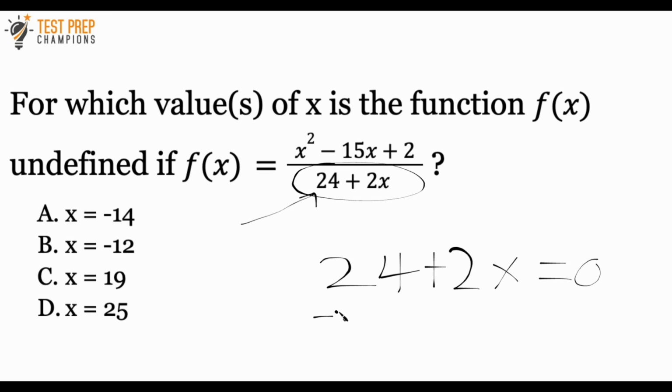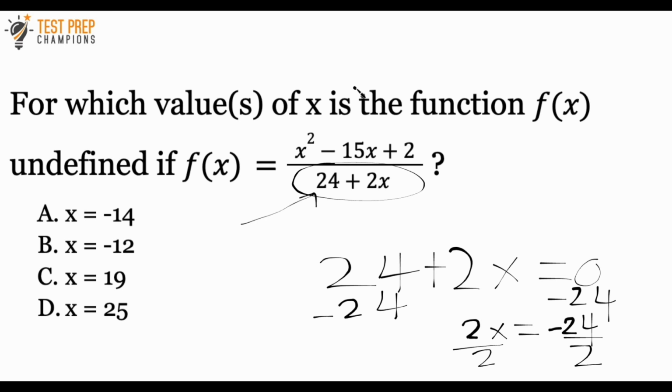So what I'm going to do to start this off is subtract 24 from both sides. When I do that, I rewrite: I have 2x equals negative 24. So now I want to divide by 2 on both sides. I divide by 2 on both sides, and I see that x equals negative 12.